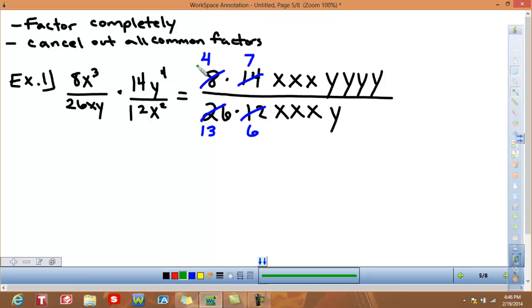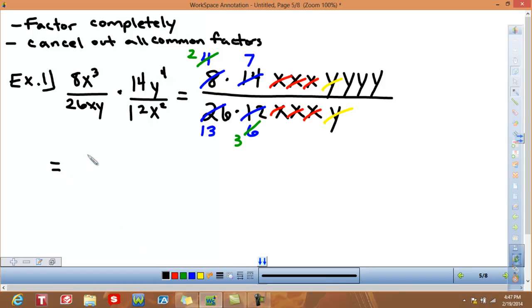At this point, I notice that 2 will go into 4 two times. 2 goes into 6, 3. We also can tell that there are 3 x's in the numerator and 3 x's in the denominator, and they will reduce. I also see 1 y in the numerator and 1 y in the denominator that will reduce.